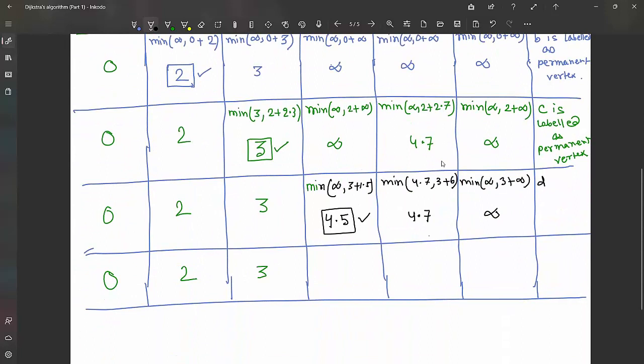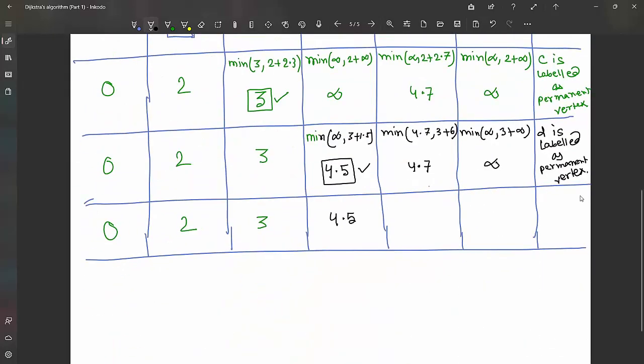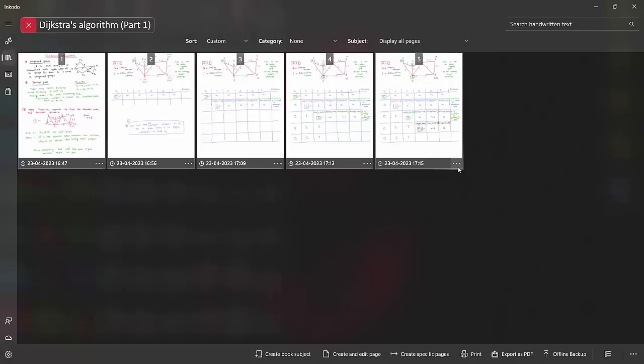So D is labeled as permanent vertex. Okay. So then again you have to do this. So it is over, so you can fill it by 4.5. After that we go from this D vertex to E and F. So to do that we will go to the next page. I will set it again.